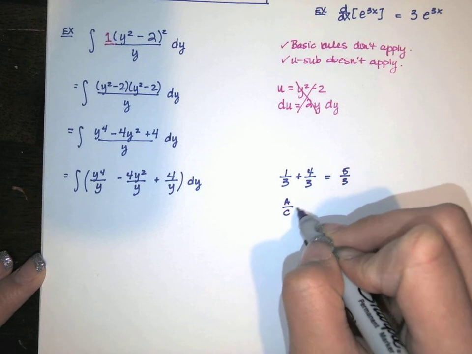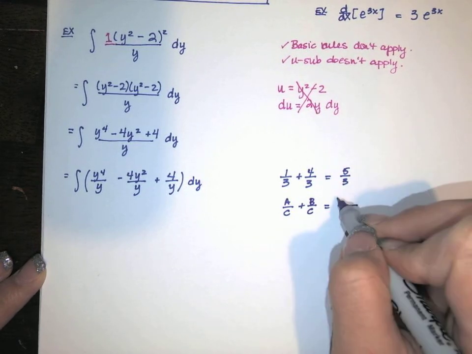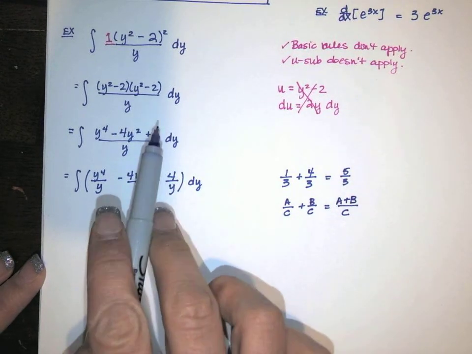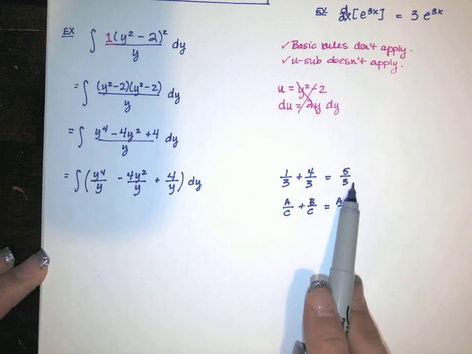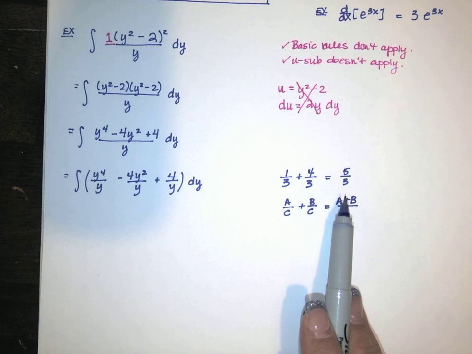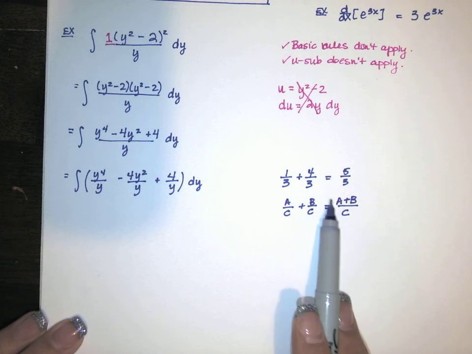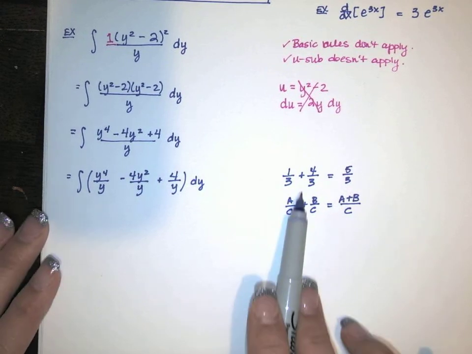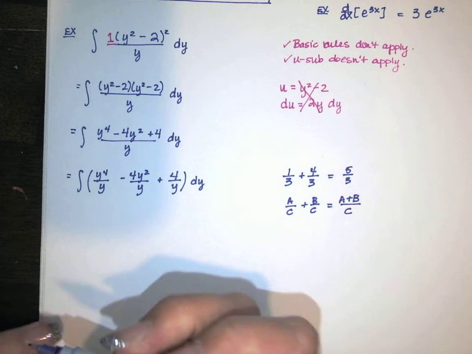So in general, if I've got a over c plus b over c, all I'm going to do is keep that denominator the same and add the numerators. All I'm saying here is that I can do that backwards too. If 5/3 is equal to 1/3 plus 4/3, well, I can split that 5 up any way I want. I can take a plus b over c, and I can write it as a over c plus b over c, because that's just how we add fractions with like denominators. So this is legal. I can take every term and divide it by y, and I'd be good to go.